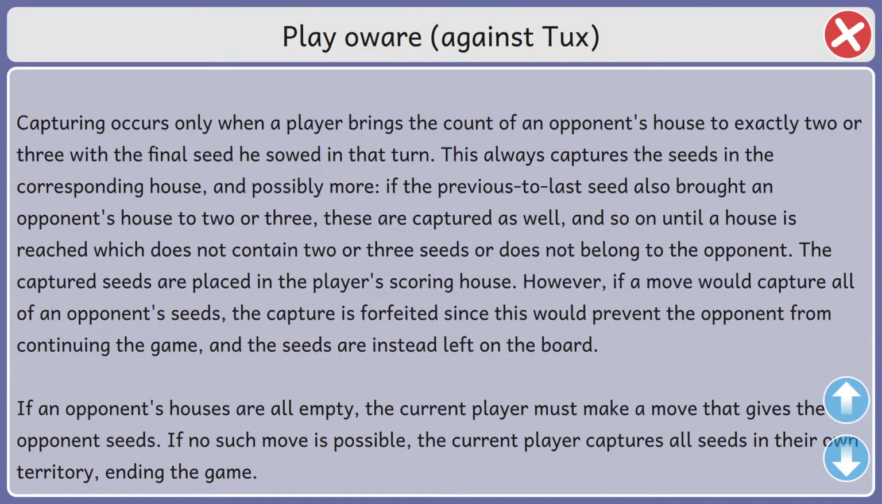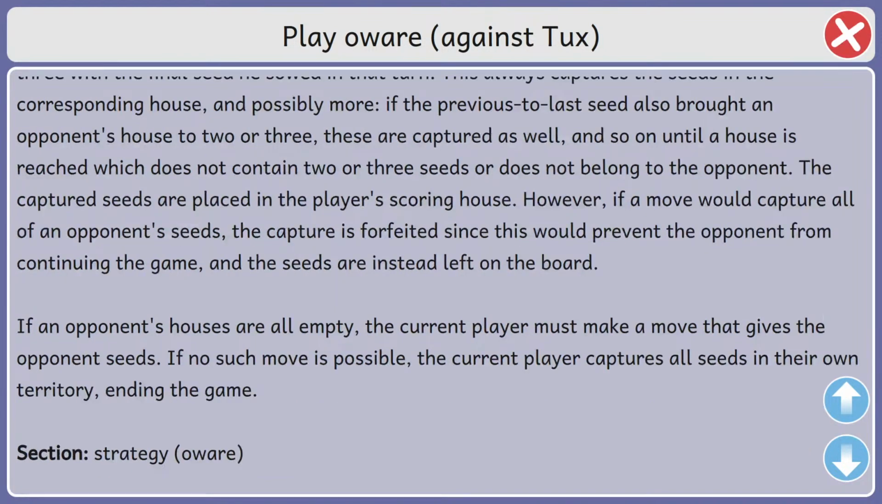The captured seeds are placed in the player's scoring house. However, if a move would capture all of the opponent's seeds, the capture is forfeited since it would prevent the opponent from continuing the game, and the seeds are instead left on the board. If an opponent's houses are all empty, the current player must make the move that gives the opponent seeds. If no such move is possible, the current player captures all seeds in their own territory, ending the game.